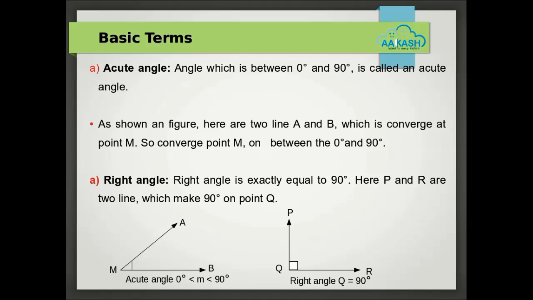Acute angle. An angle between 0 degrees and 90 degrees is called an acute angle. As shown in the figure, here two lines A and B converge at point M. Therefore, the angle made at point M is between 0 degrees and 90 degrees. Right angle. A right angle is exactly equal to 90 degrees. Here P and R are two lines which make a 90 degree angle at point Q.